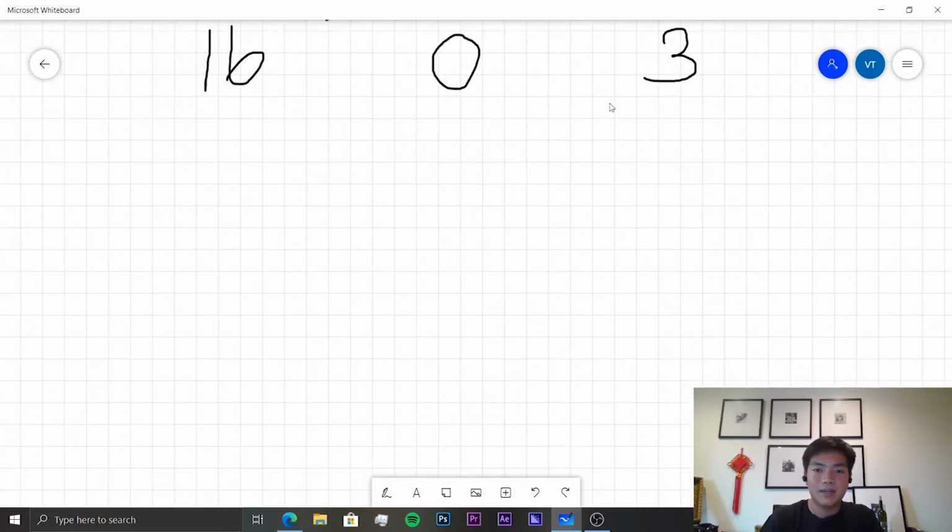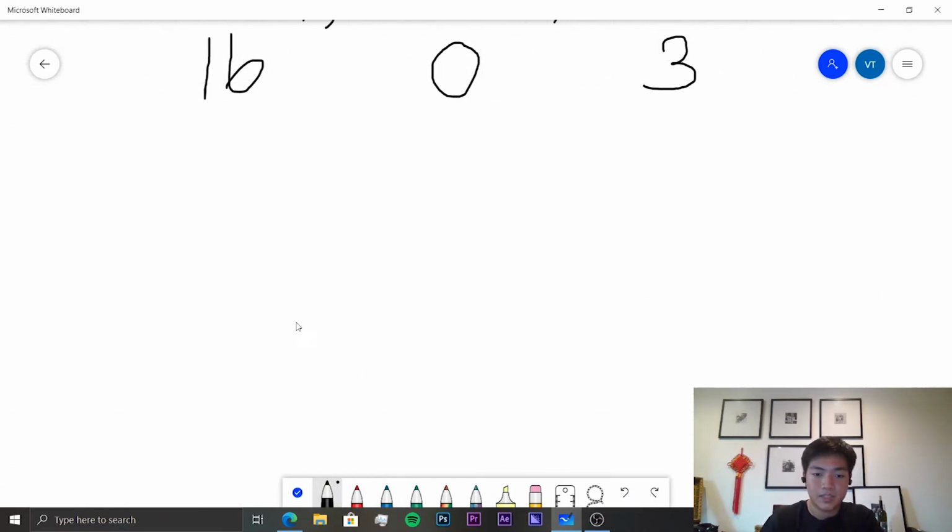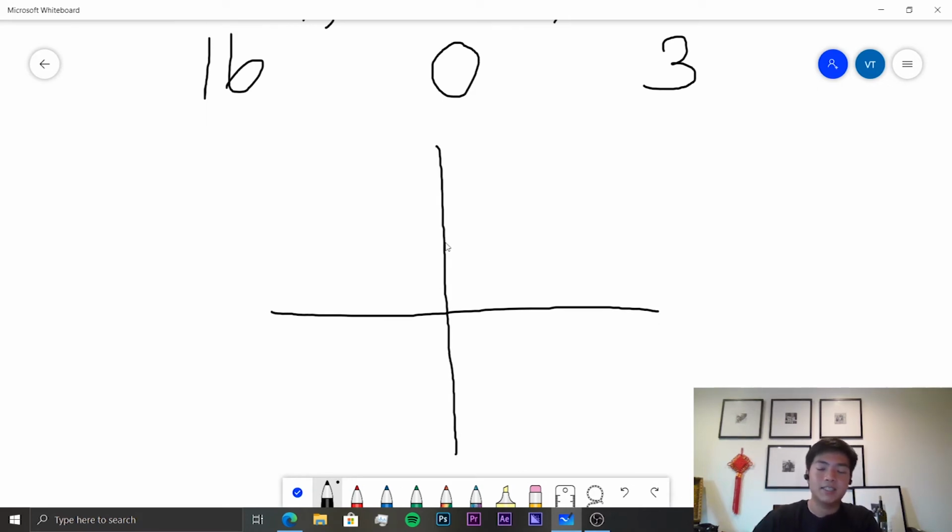Next, we need to sketch the function. So just sketching roughly. If it's greater than 0, then what they're saying is they want it to be 4 minus x squared, which looks something like this. But if it's less than 0, then they want it to be x squared, which looks something like this. So this would be a rough sketch of the function.